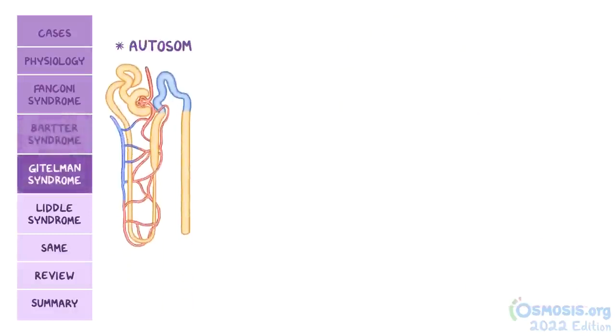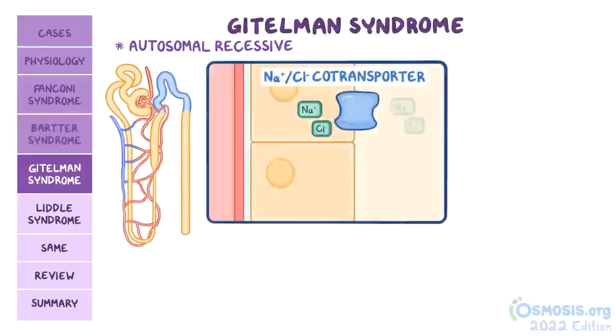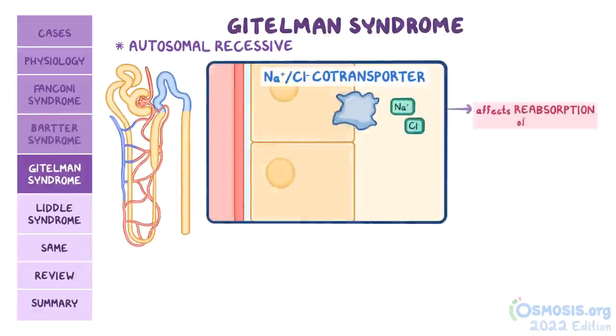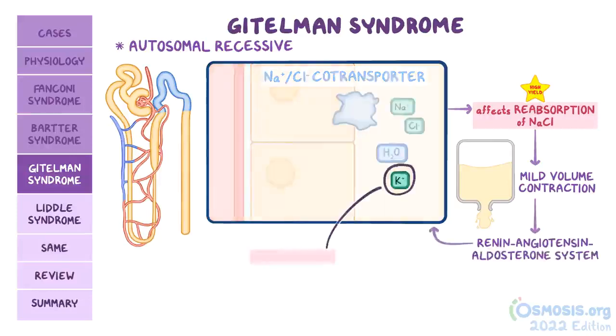Here we have another autosomal recessive condition called Gitelman syndrome. This is a defect that causes a mutation in the sodium chloride cotransporter in the distal convoluted tubule, and this affects the reabsorption of sodium chloride. The loss of sodium chloride leads to the loss of water, which results in mild volume contraction. Just like in Bartter syndrome, this activates the renin-angiotensin-aldosterone system, which in turn leads to increased excretion of potassium, causing hypokalemia, and hydrogen, resulting in metabolic alkalosis.